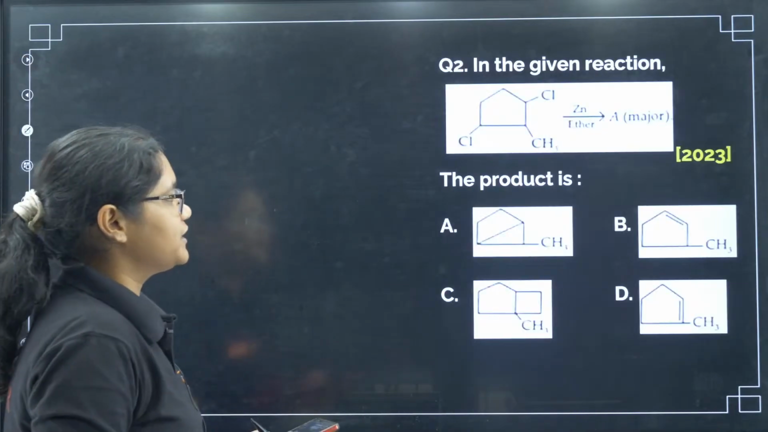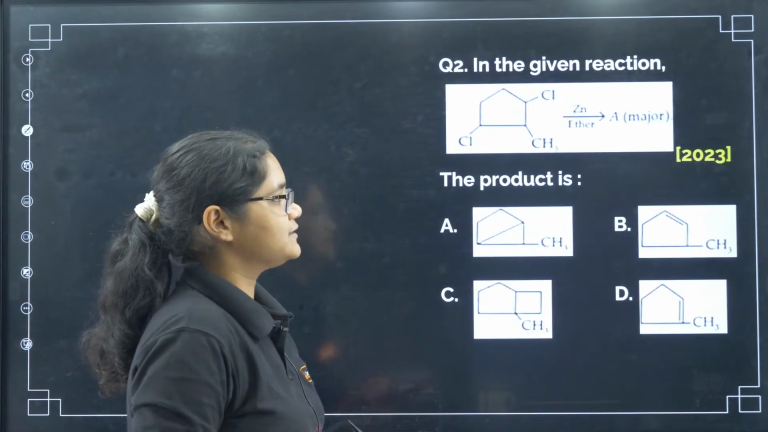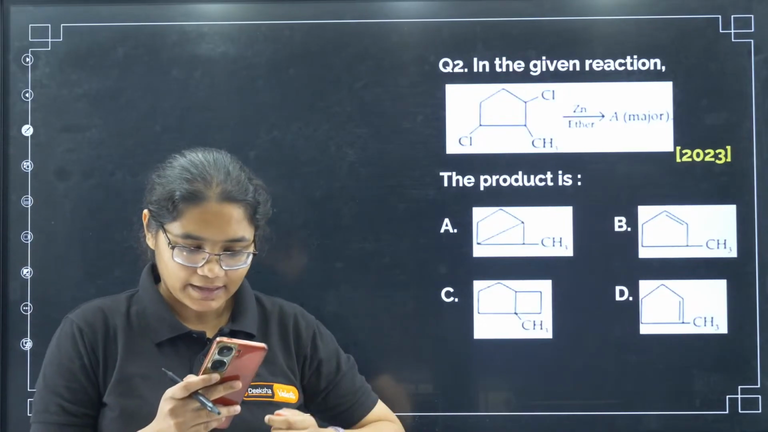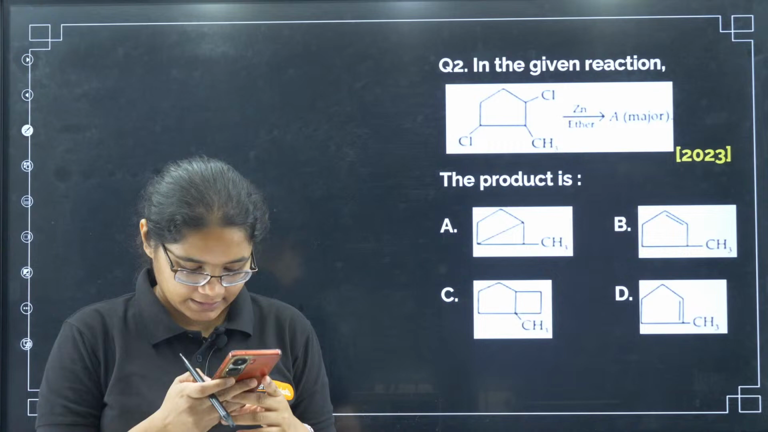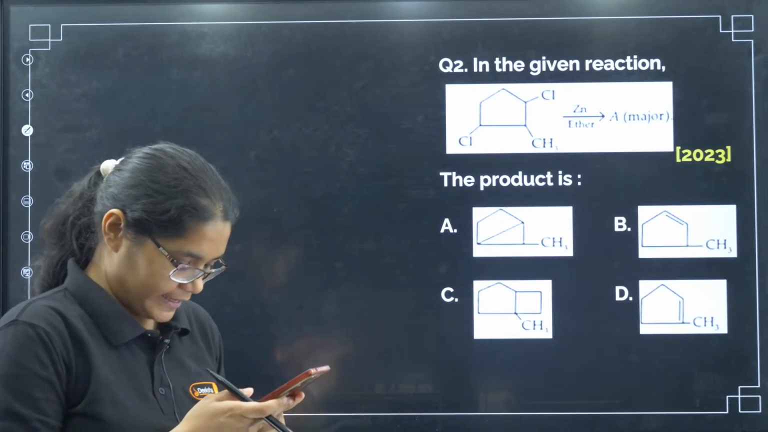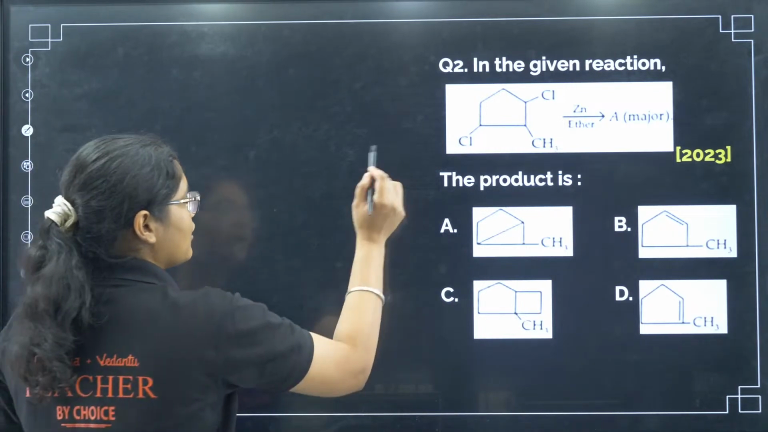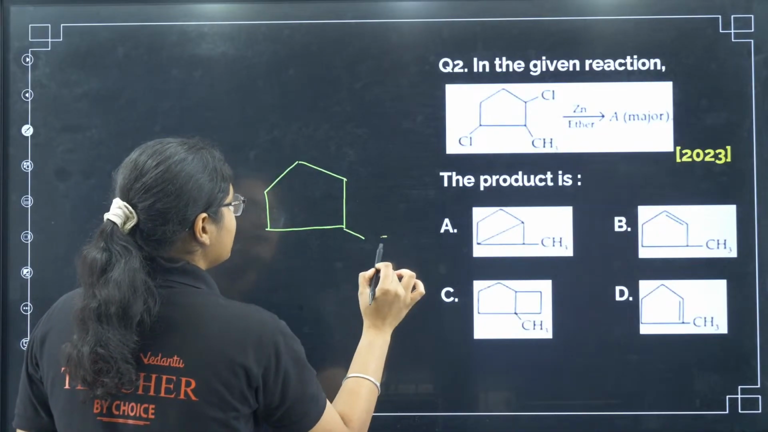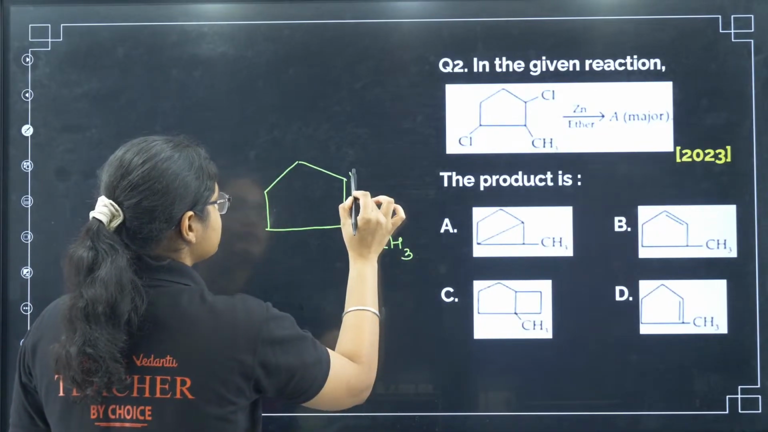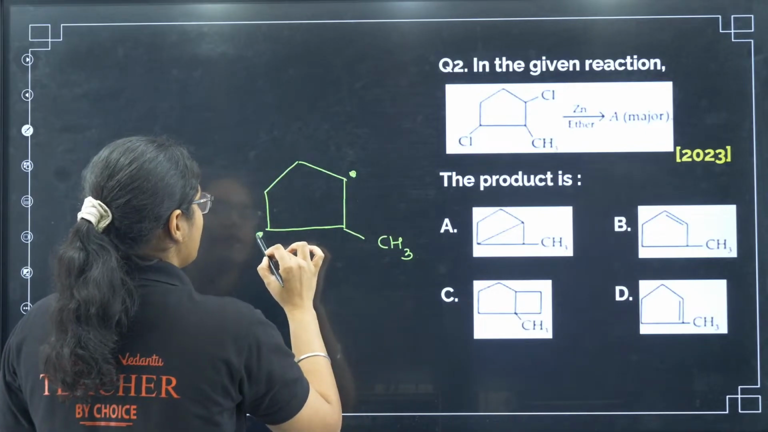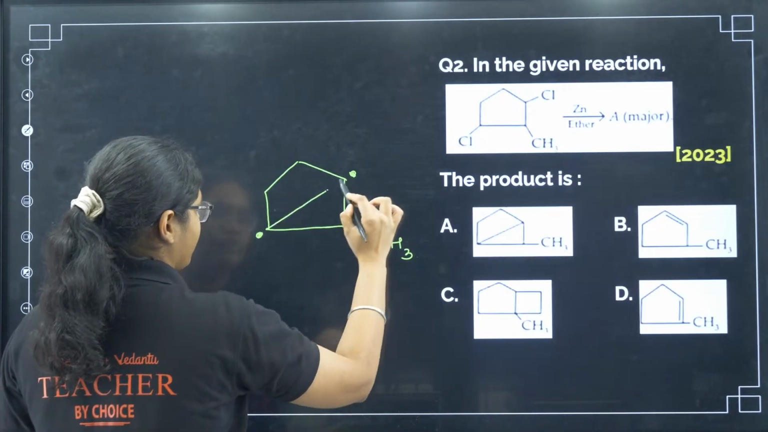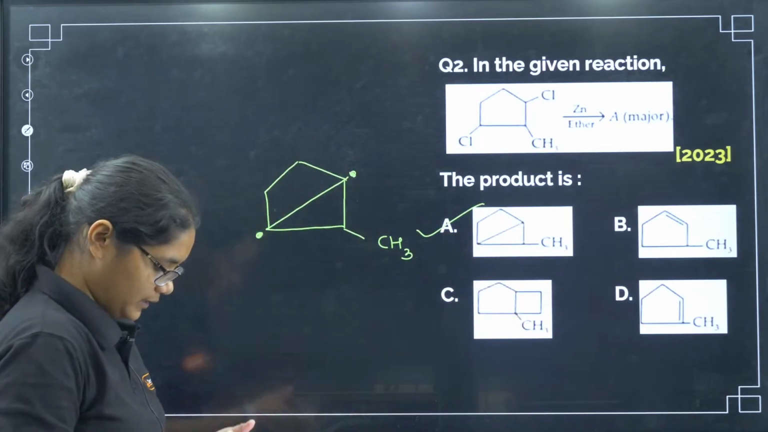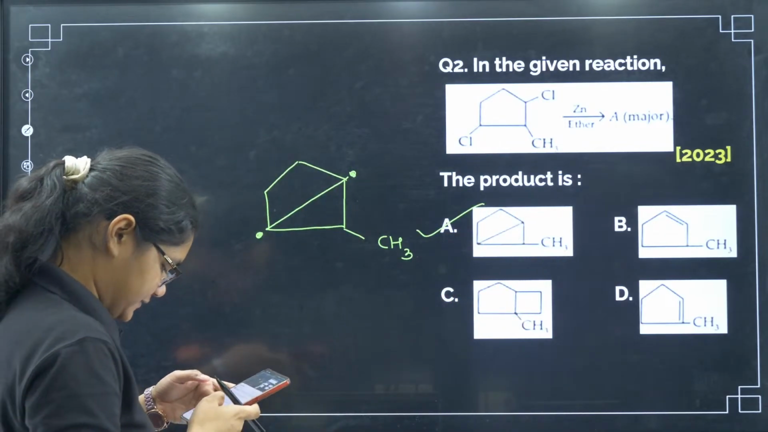Next, question number 2. In the given reaction with Zn and ether, you have to find out the major product. So what will happen here is this Zn and ether will produce these radicals here, and these two can be joined here. So the product that I will get here will be option number A. Yes, Yashas, yes.